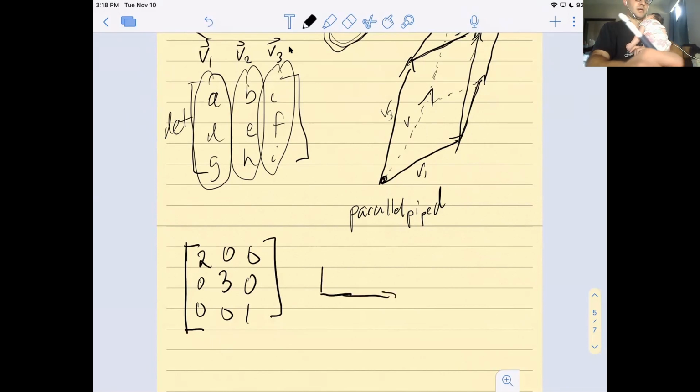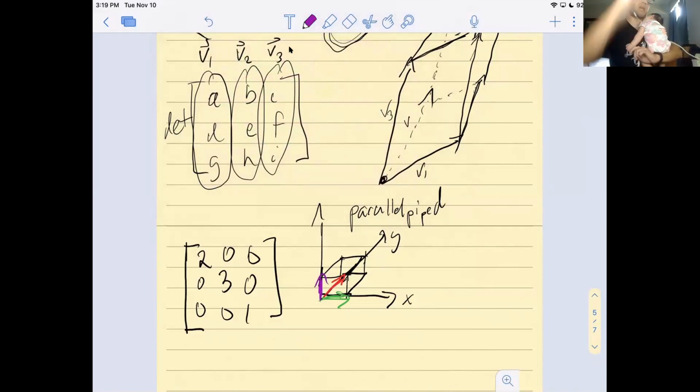into something else. So here's your X, your Y, and your Z directions, and you have your little cube in here. E1 is the green one, the red one is E2, and now you have an E3, which is going to be purple, which points up. So now you have to keep track of what happens to the green, red, and purple.